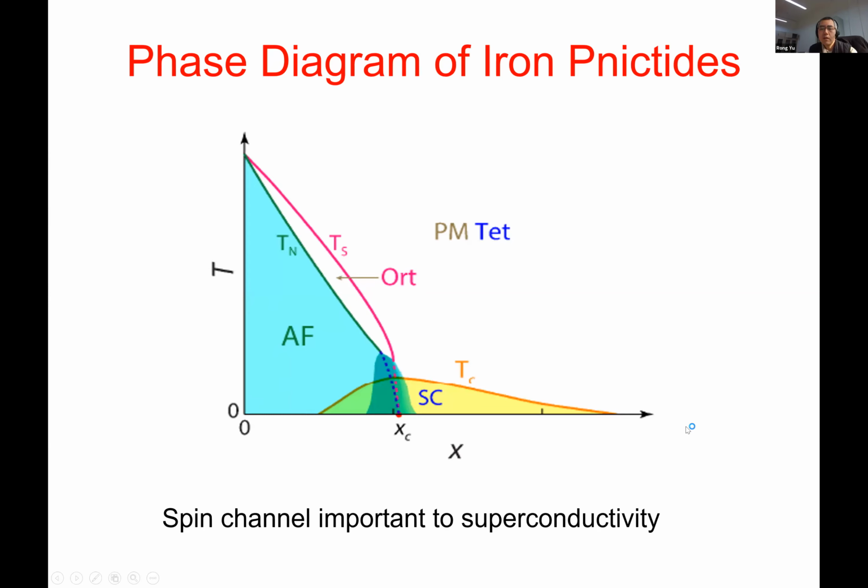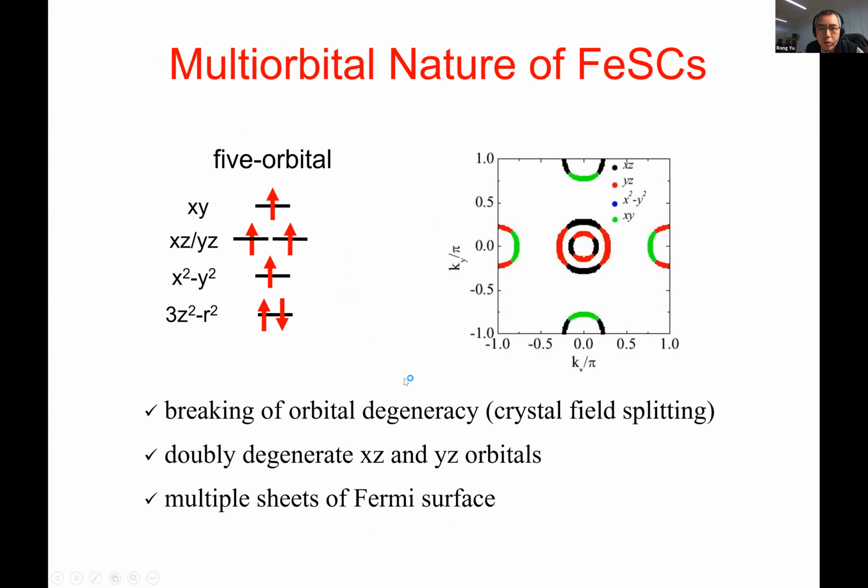Okay, but besides the antiferromagnetic spin exchange couplings, we also have to recognize that the iron-based superconductors are multi-orbital systems, because the Fermi surface consists of multiple sheets, with both hole pockets at the center of the Brillouin zone and electron pockets at the boundary of the Brillouin zone. Also, the 3d orbitals of iron are not all degenerate. They are partially degenerate, with doubly degenerate xz and yz orbitals, and all the other 3d orbitals are non-degenerate. So this is a very complicated multi-orbital model.